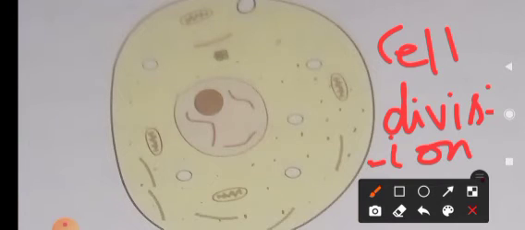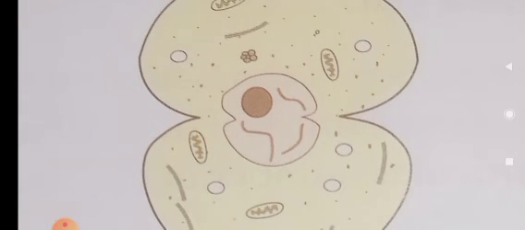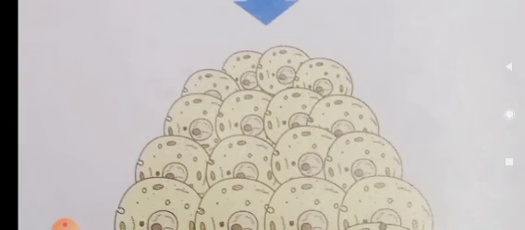Is it clear? In the case of a unicellular organism, the cell comprising the body divides into two to form two organisms. Each organism gives rise to two new organisms, and so on. Look at the picture here. This is a cell. What happens to the cell? The cell gets divided into two, and these two parts become two new cells, and these two cells again divide into two, forming four cells, and it goes on and forms millions of cells.